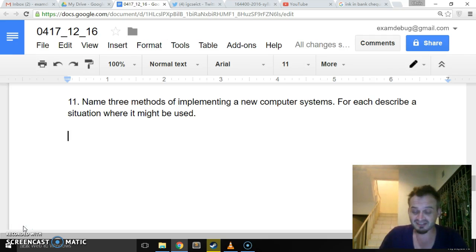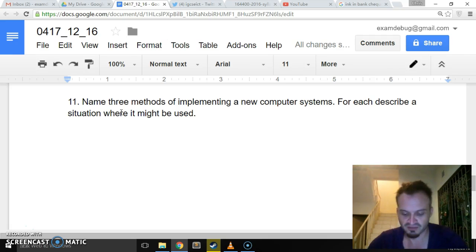The downside is it's worth 9 marks, which is a bit of a killer if you've got no idea what's going on. That could really have messed you up. But hopefully you had some idea. So anyway, this is question 11. Name and describe 3 methods of implementing a new computer system. For each one, describe the type of situation where each method might be used.